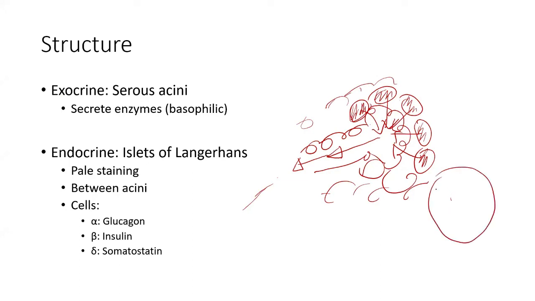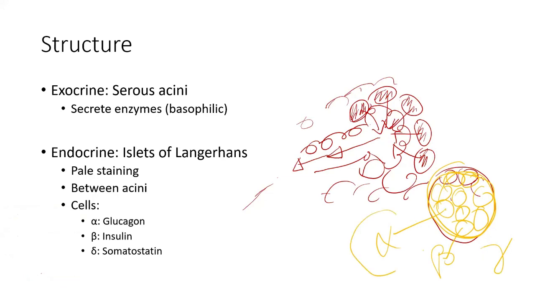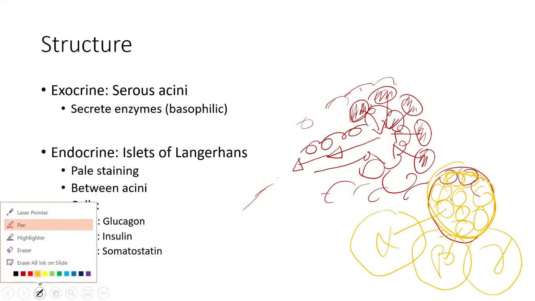Between these acini, you have another important area, which are called islets of Langerhans. So the islets of Langerhans are where the endocrine component is. You have staining cells which produce hormones. There are 3 types of cells here: alpha cells, beta cells, and delta cells. These alpha cells produce glucagon, beta cells produce insulin, and the delta cells produce somatostatin.